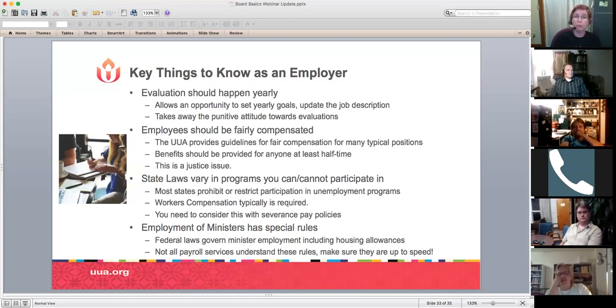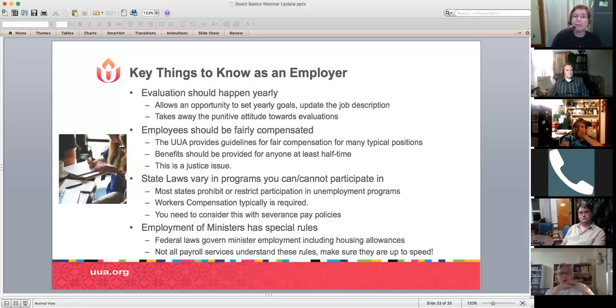There are certain programs you can or cannot participate in because you are a congregation. Most states, but not all, prohibit or restrict participation in unemployment programs. This is because of separation of church and state. Some states will not allow you to participate in it at all. Some states will not allow you to pay into it in advance, but instead will ask you to reimburse them if your staff member files a claim.